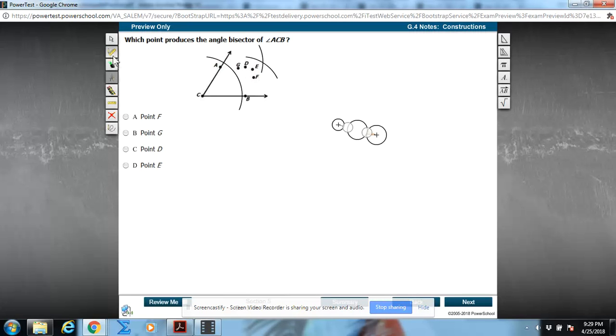You're finished with the compass, so switch over to the straight edge, and if you connect the vertex through that point of intersection, you will have created an angle bisector. Our angle bisector cuts through point E.